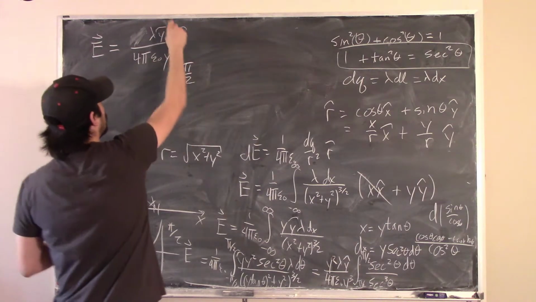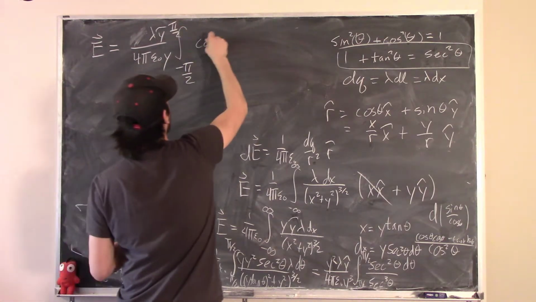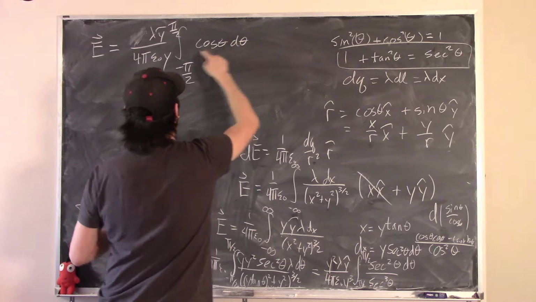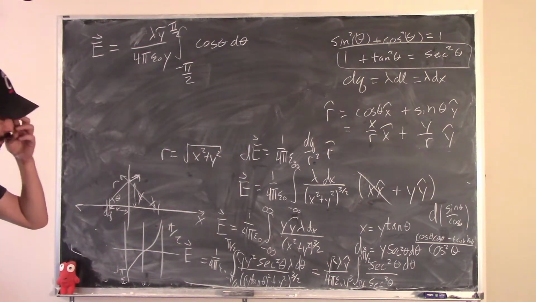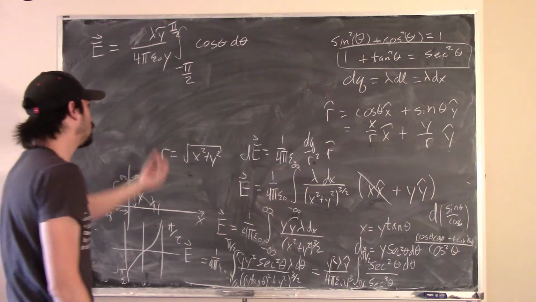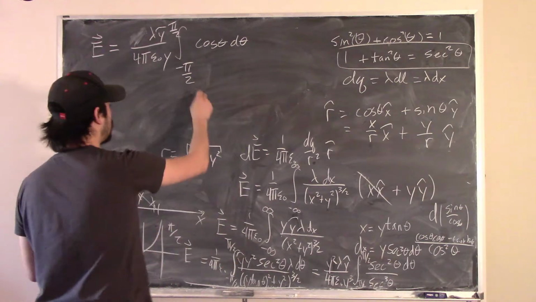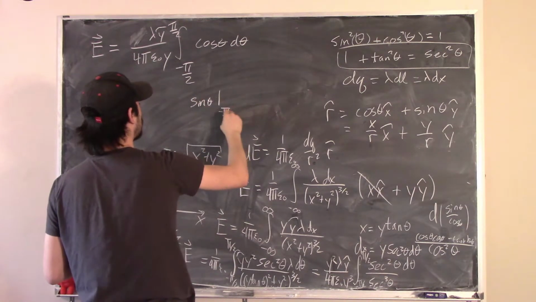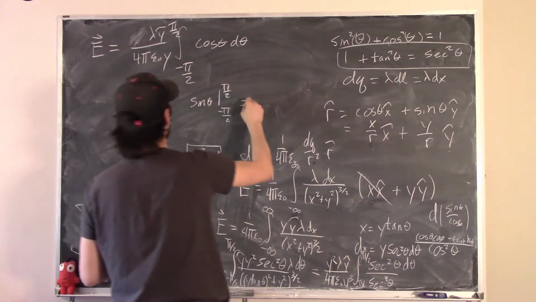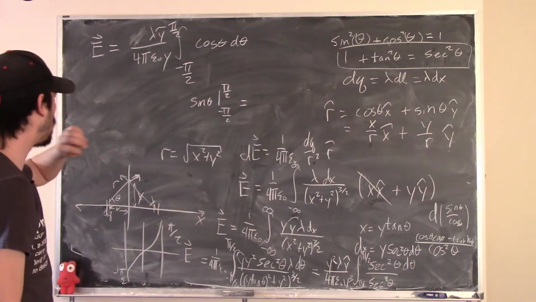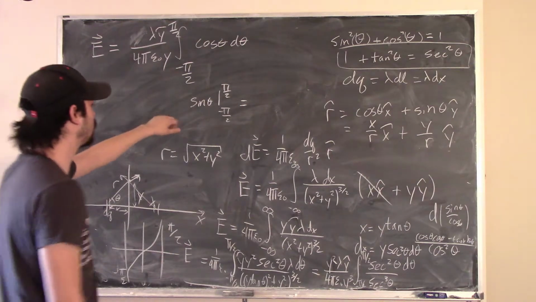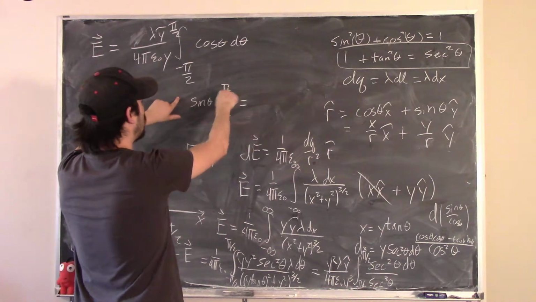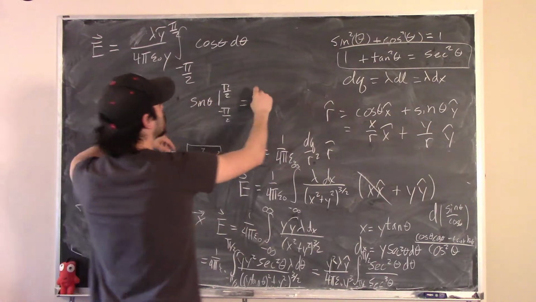Minus pi over 2 to pi over 2, cosine of theta, d theta, and this is an integral that we can do now. And so the integral of cosine is going to be sine of theta, so this is sine of theta, evaluated from minus pi over 2 to pi over 2. This is going to give me a factor of 2, right, because this is going to be 1 minus negative 1, which is going to give me 2.